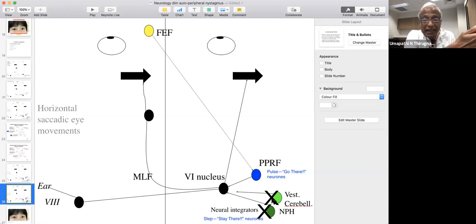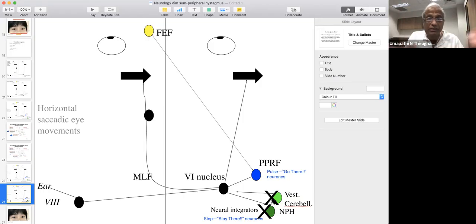But then once it reaches the target, because the stay there neurons are not working, what happens? Slow drift comes back again. And then again, I'm quite upset because I wanted to look there. So what do I do? I push it back again. Quick one. Okay. But then it drifts back again towards the center. Fast component, slow component. Fast component, slow component.